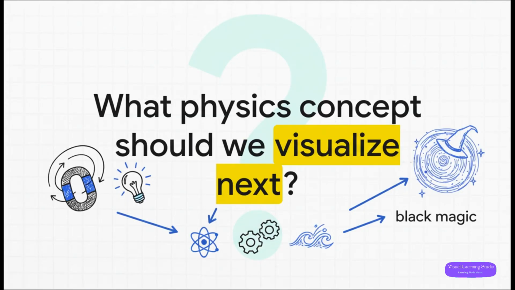So I really hope this helped you finally see electromagnetic induction instead of just memorizing it. The real question is, what's next? What other part of physics feels like black magic to you? Let me know what concept we should break down and visualize together in our next explainer.